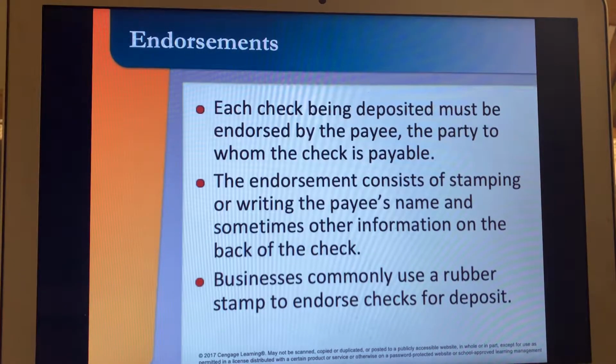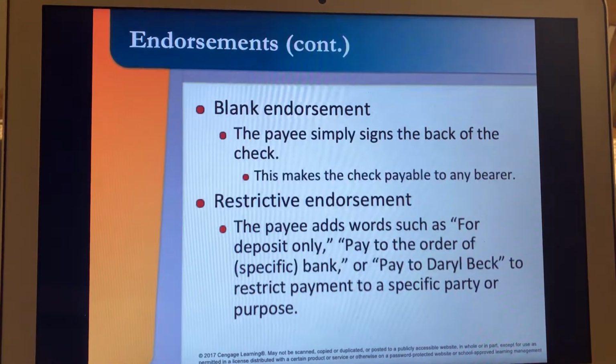Each check being deposited must be endorsed by the payee, the party to whom the check is payable. The endorsement consists of stamping or writing the payee's name and sometimes other information on the back of the check. Businesses commonly use a rubber stamp to endorse checks for deposit. So, blank endorsement: the payee simply signs the back of the check. This makes the check payable to any bearer. Restrictive endorsement: the payee adds words such as "for deposit only," "paid to the order of" a specific bank, or "pay to Daryl Beck," to restrict payment to a specific party or purpose.